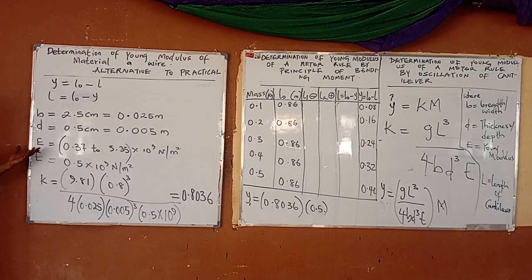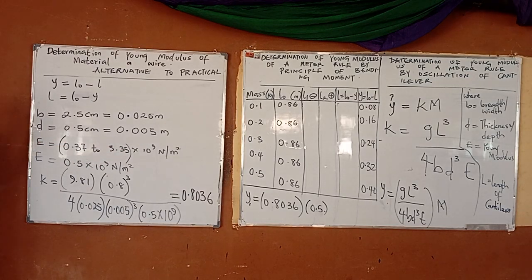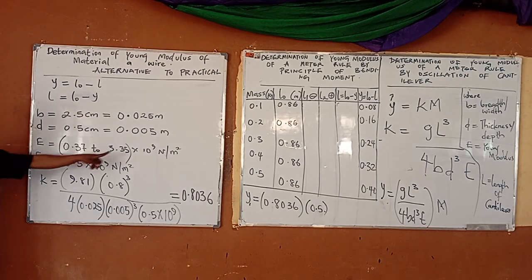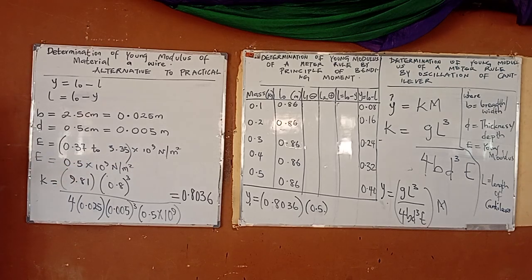How did I get the constant for E? It is a constant that falls within the range of 0.37 to 3.5 times 10 to the power 9. I chose a standard constant which is 0.5 times 10 to the power 9. If you don't want to use this one and you want to use 0.37 times 10 to the power 9, you are allowed. So I just chose a constant that falls within that range. That is just what I did. It's just like when they tell me acceleration due to gravity is 9.81.